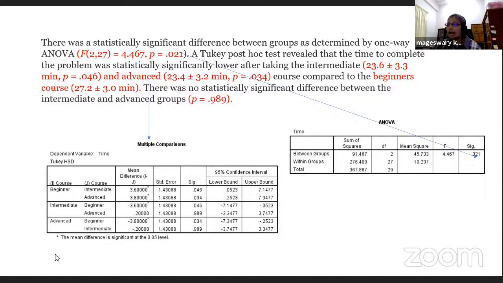Now, how are we going to report? You can see that there was a statistically significant difference between groups as determined by one-way ANOVA. And then a Tukey post hoc test revealed the time to complete the problem was statistically significantly lower after taking the intermediate and advanced courses, compared to the beginners. There was no statistically significant difference between the intermediate and advanced groups. So we report this and also we report this.